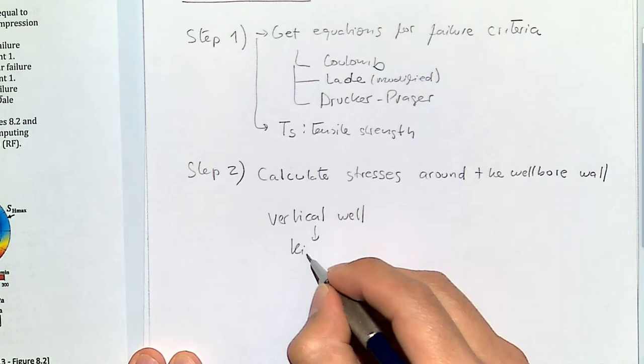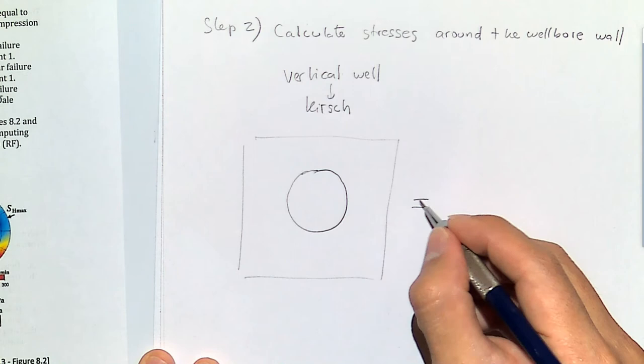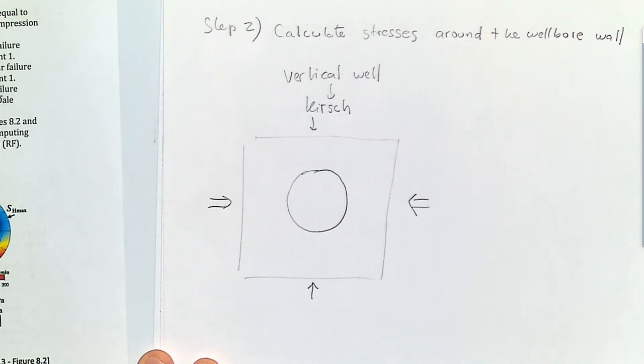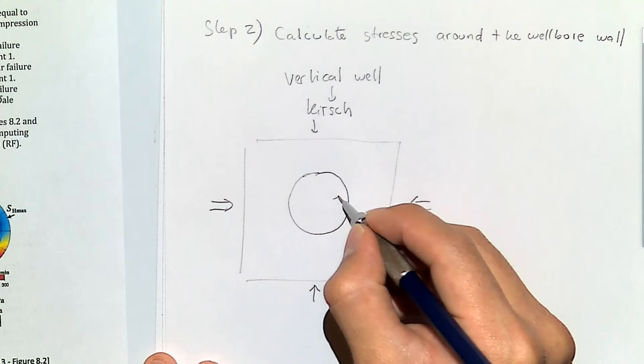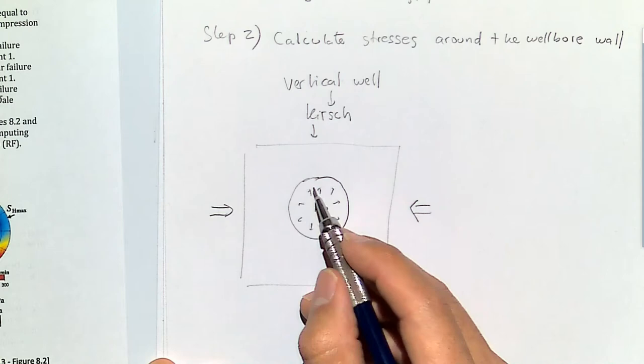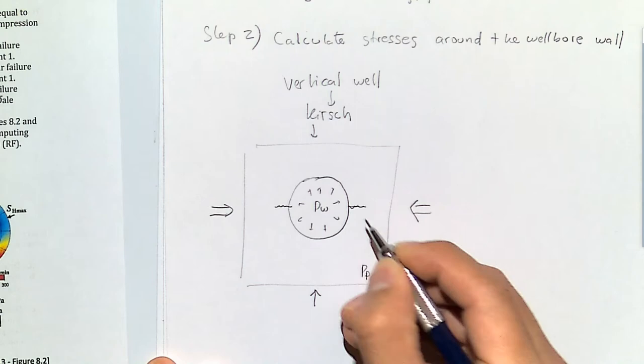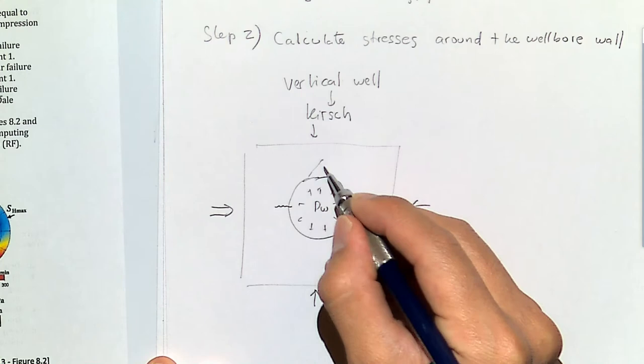And let's say that we have a vertical wellbore over here. We have, let's say, the maximum principal stress in this direction, the minimum in this one. According to the state of stresses, the pressure in the wellbore, and the pore pressure in the rock, you can tell me what is the stress around the wellbore. And you can tell me whether there is or not a tensile fracture, and there is or not, for a given wellbore pressure, a breakout.